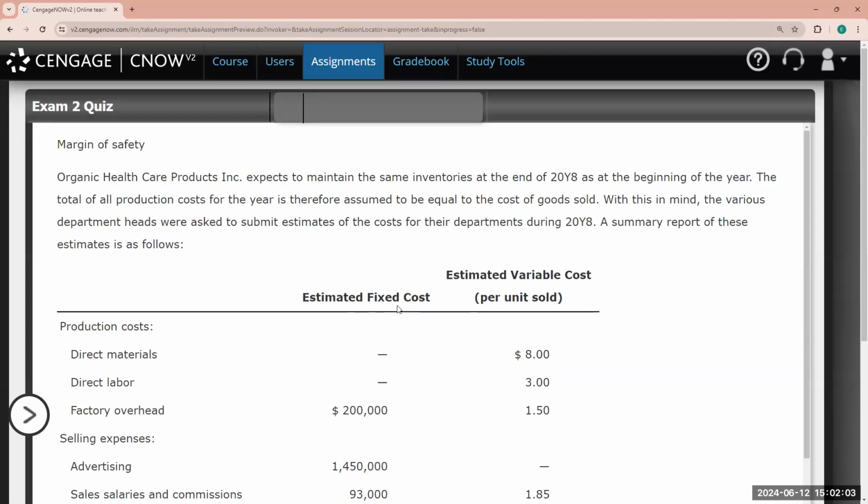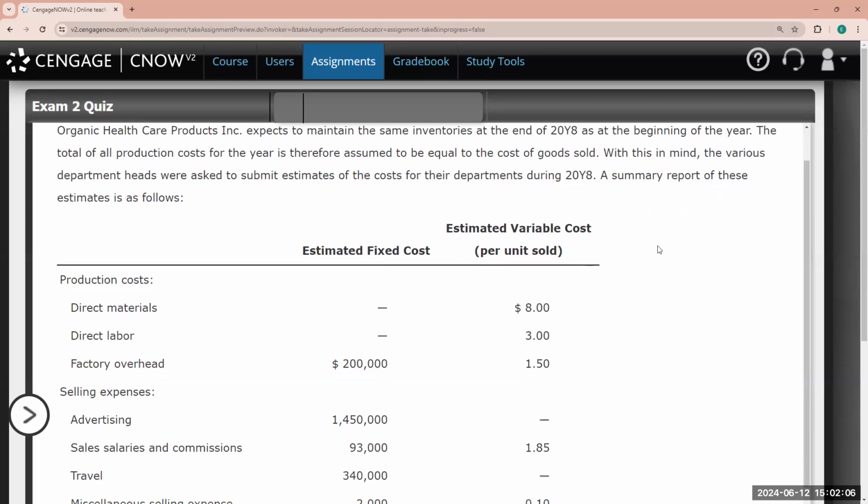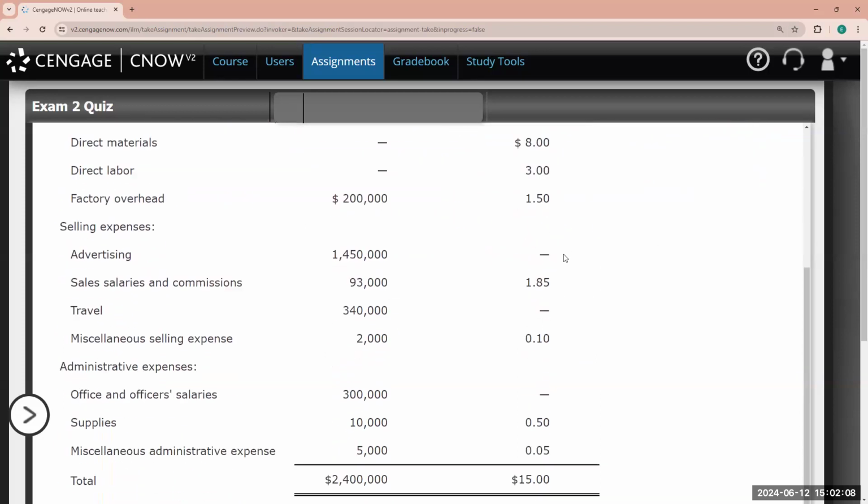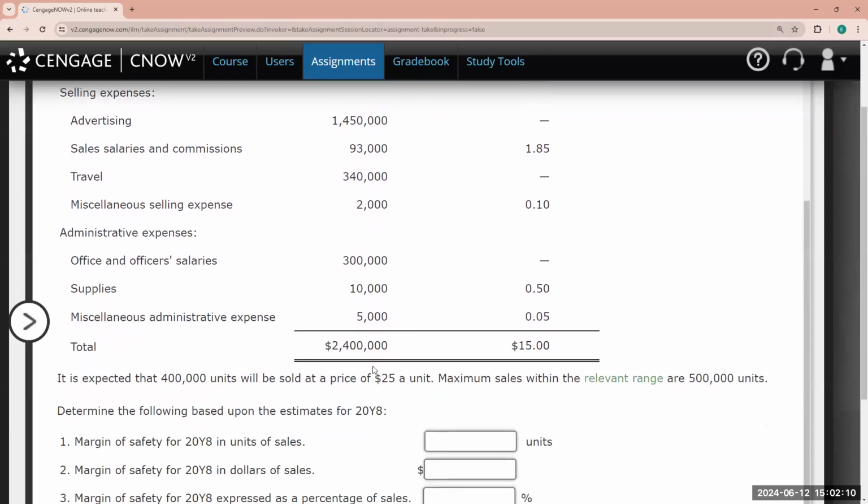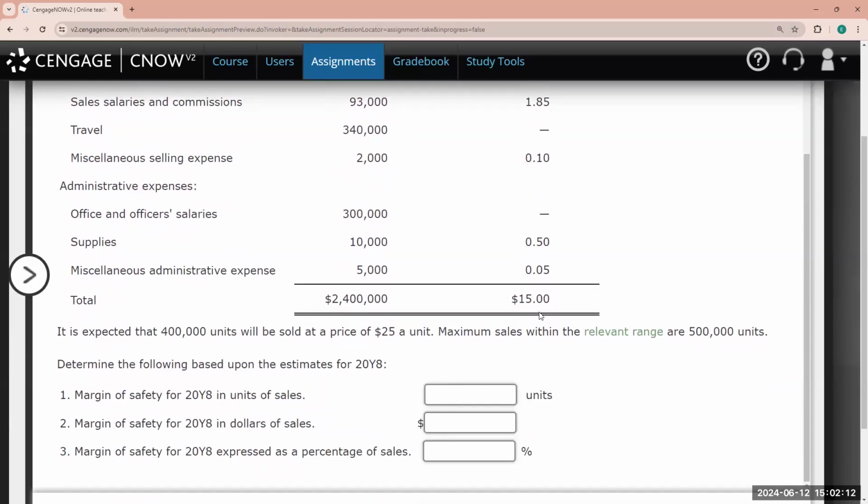So in the first column, we have our estimated fixed costs. And in the second column, we have our estimated variable costs. So we have a total fixed cost of 24 million and a total estimated variable cost of 15 million. So this problem is saying it is expected that 400,000 units will be sold at a price of $25 per unit. Maximum sales within the relevant range are 500,000 units. So the first part of this problem is asking us, what is the margin of safety?